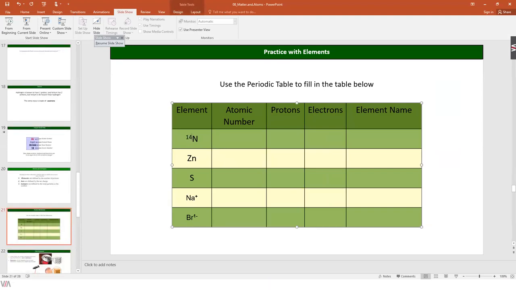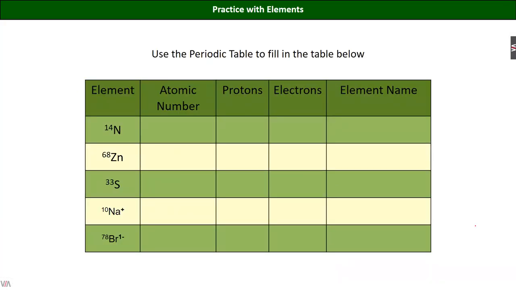So let's say it's nitrogen 14, zinc 68, sulfur 33, sodium, just sodium 10, and bromine 78. So filling this in, it's pretty straightforward if you have a periodic table and you know what the numbers mean, right? Until this lecture, it would have been really, really hard to do this because you would have been trying to teach yourself. So that's a plug for YouTube can't totally replace my job.